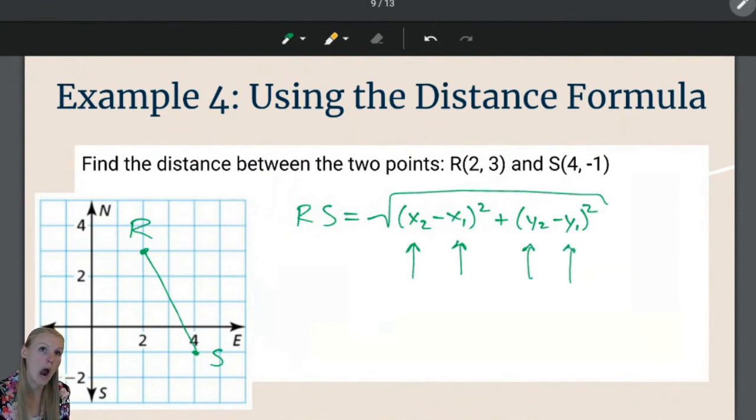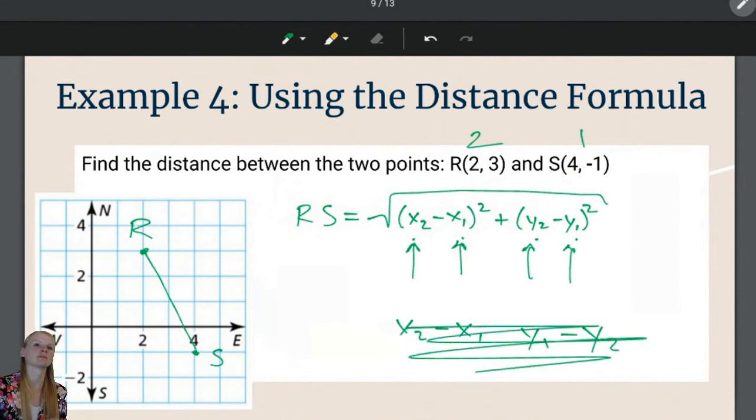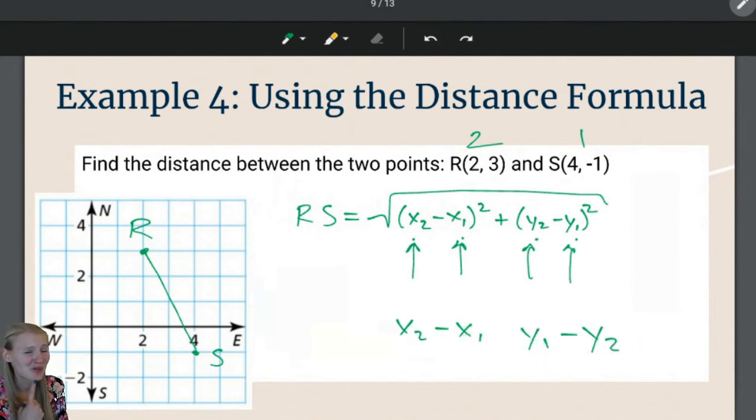y2 minus y1. It doesn't matter which point is number 1 and which point is point number 2. It doesn't matter. What does matter is that you subtract 2 minus 1, 2 minus 1. If you change this and you do x2 minus x1 and y1 minus y2, you're going to mess everything up. So do not make that mistake, because I have made the mistake before. Make sure that you are doing 2 minus 1, 2 minus 1.